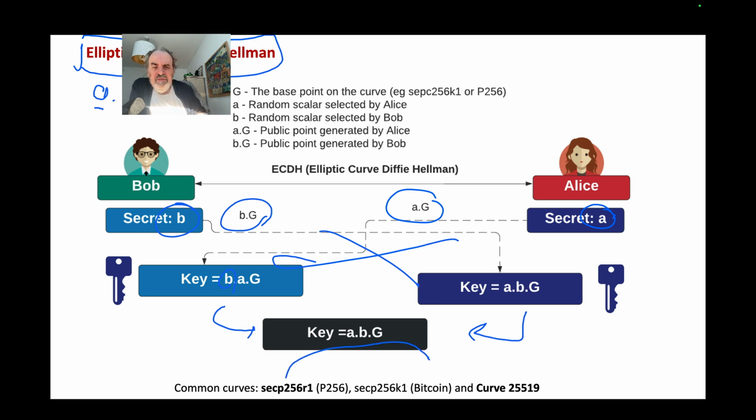The most common curves that we have are secp256r1, which is P256, the Bitcoin curve secp256k1, and Curve25519. But in most communications, this is the curve that's used in elliptic curve Diffie-Hellman.